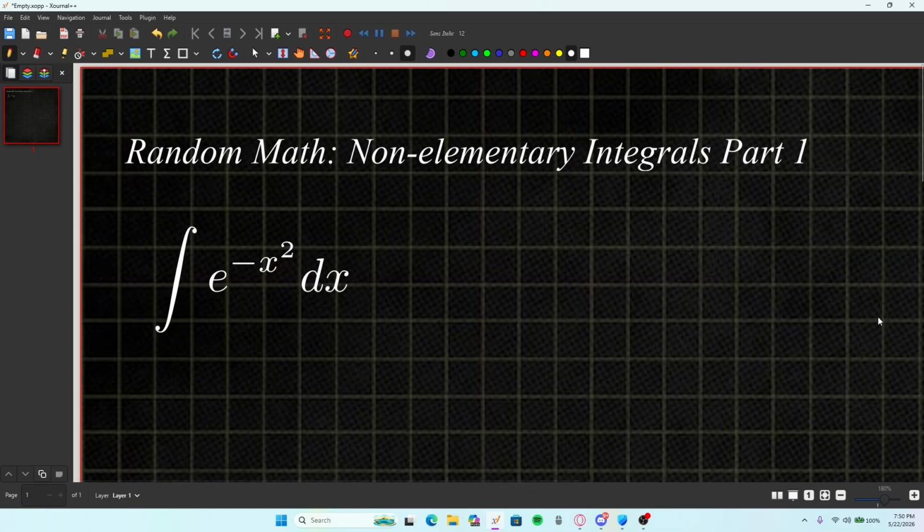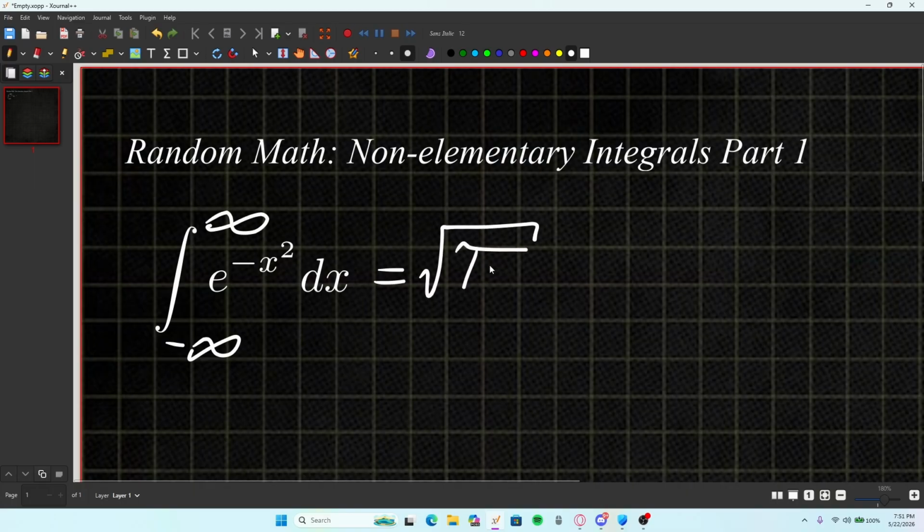Hello! We're back with random math, and this one is actually part 1. There is going to be a part 2, and we're focusing on non-elementary integrals. You might recognize this integral, the integral of e to the negative x squared dx. If you do recognize it, you'll know it from the Gaussian integral, which if you integrate this function from negative infinity to positive infinity, you get the square root of pi.